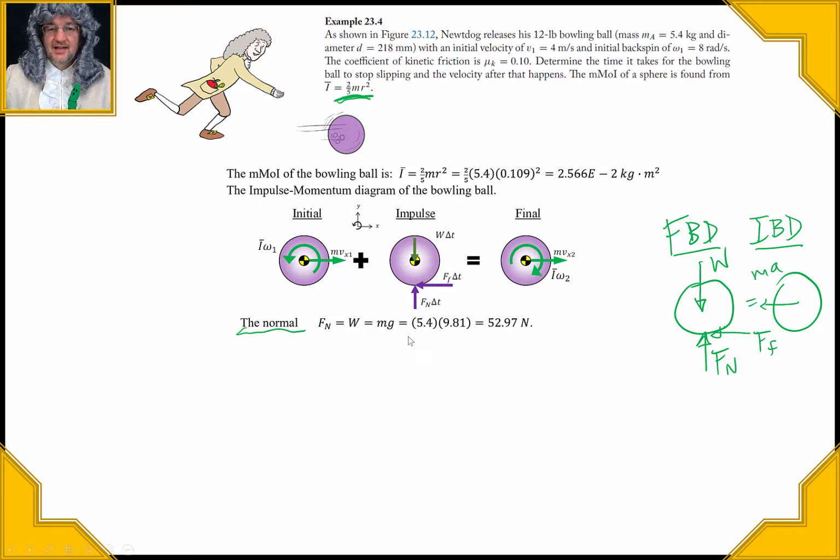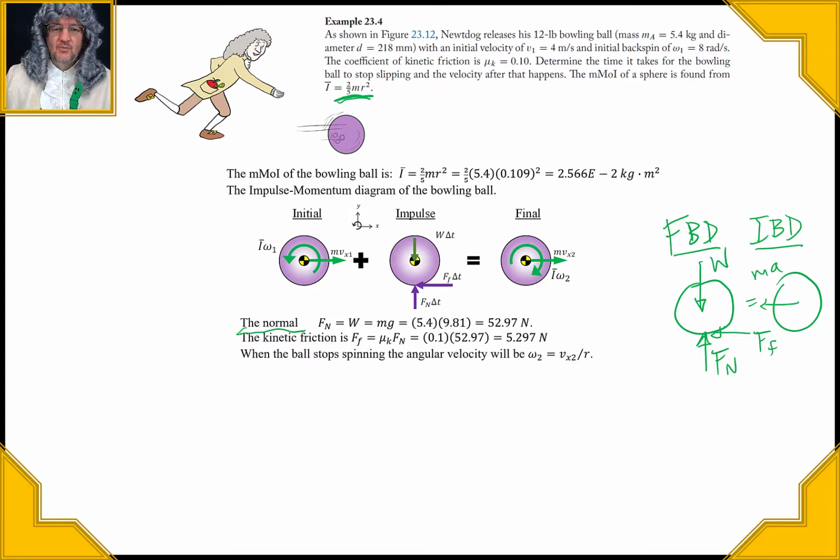And we'd find that the normal force equals the weight. It's understood. And that ends up equaling 52.97 newtons. Now the kinetic friction is found by multiplying the coefficient of friction by that, so we have 5.297. And when the ball stops spinning, we can take a kinematic relationship and say that omega is related to the final velocity by dividing it by r.